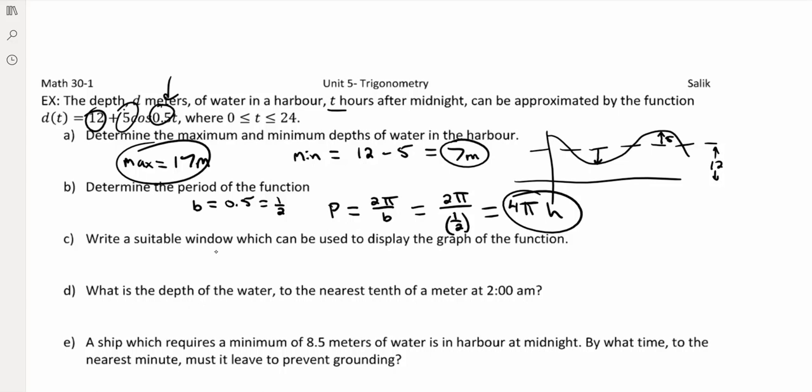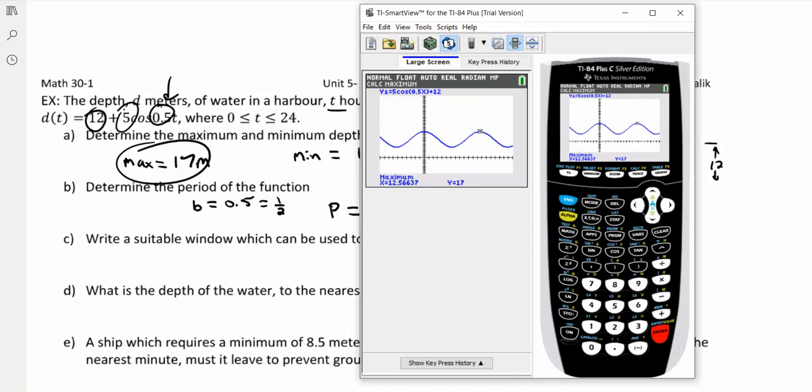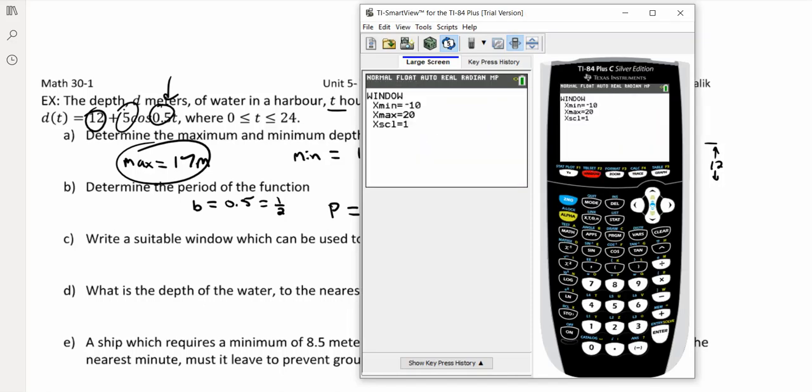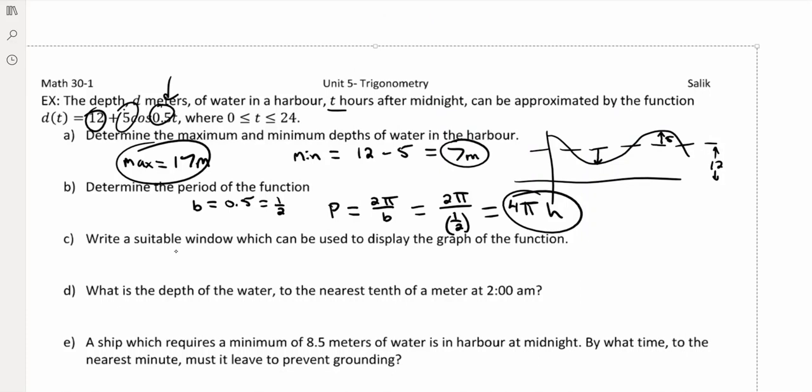All right, so the next one says write a suitable window, which can be used to display the graph. So I already did that. I kind of did this a little bit in reverse, but that's fine. So let's look here and see what I chose for my window settings. So it's looking for this, right? X min, X max, and my scale. So there's an infinite number of answers here that would be fine. So I just write X and then my little bracket there. So that would be whatever I had for my window.